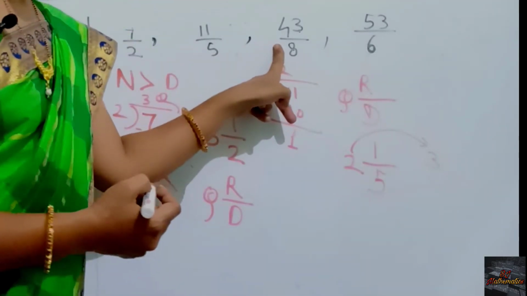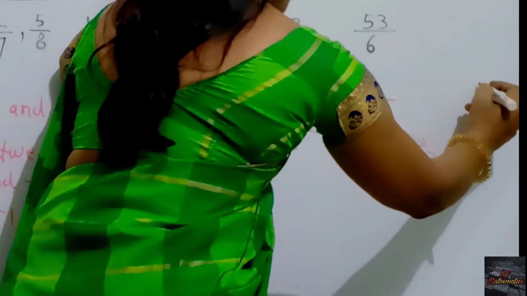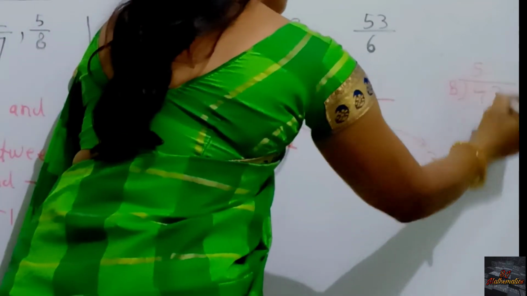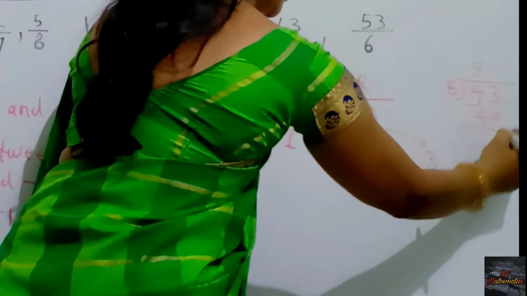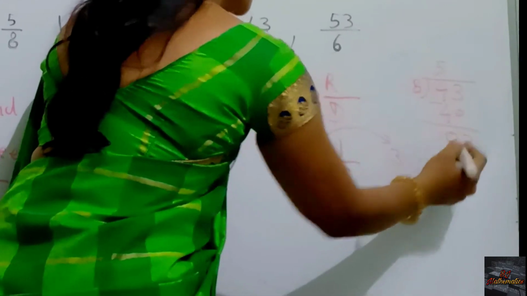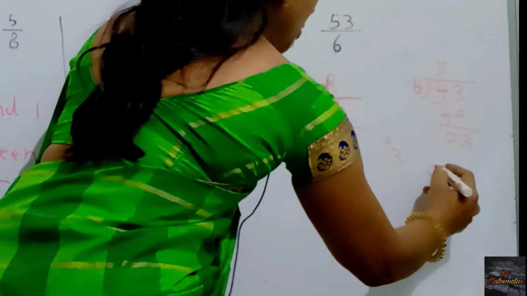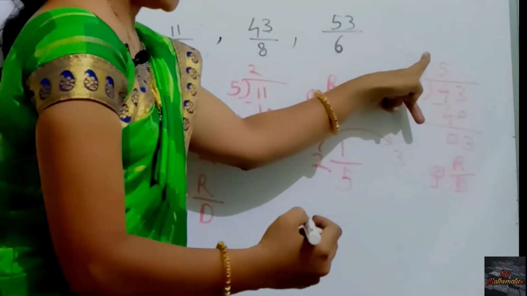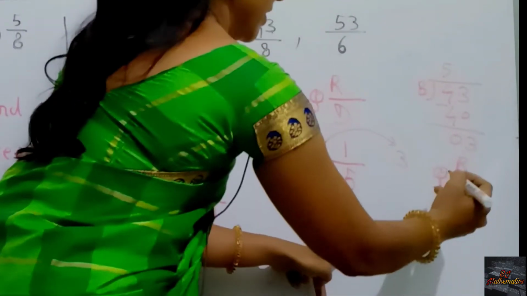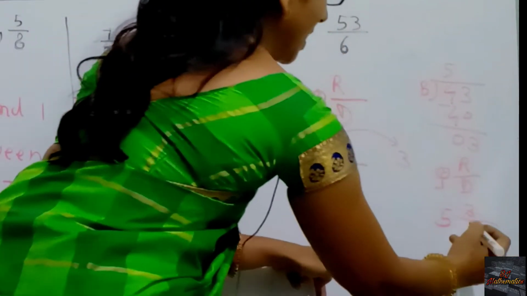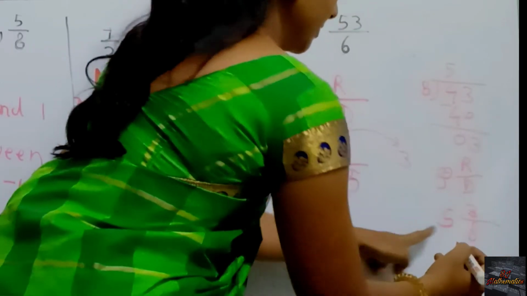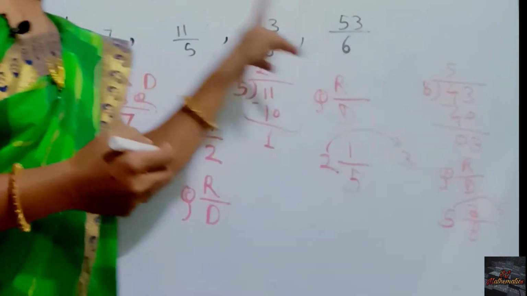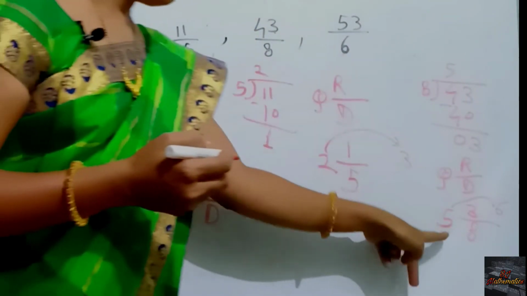Next 43 by 8. Divide 43 by 8. 8 5s are 40. 3 minus 0 is 3. 4 minus 4 is 0. Means quotient, integer, remainder by divisor. Quotient is 5. Remainder is 3 and divisor is 8. Number next to 5 is 6. Means 43 by 8 lies between 5 and 6.